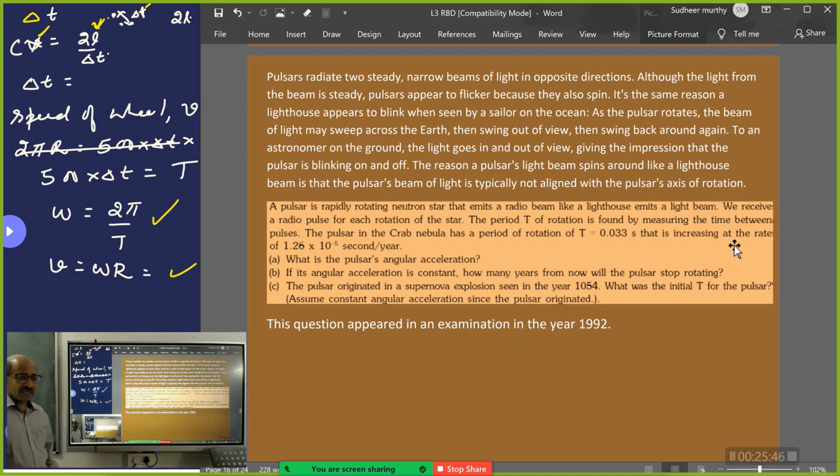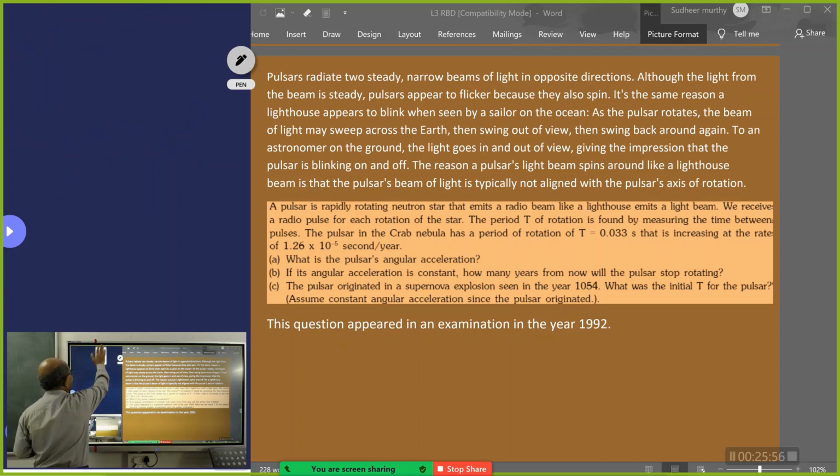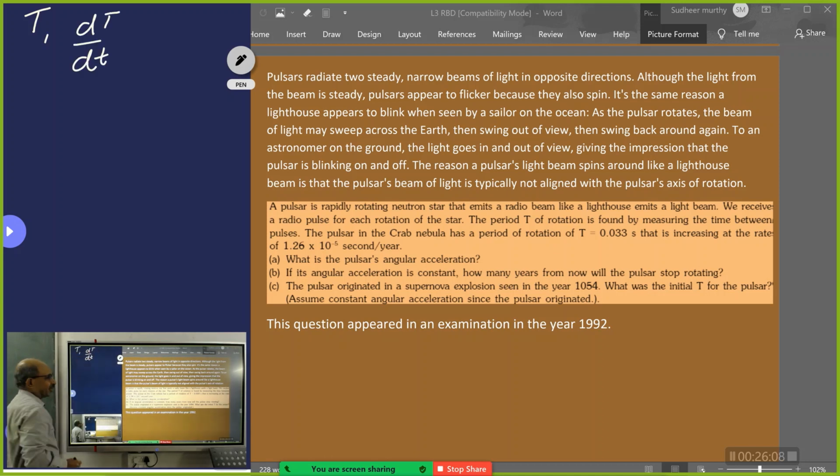What is the math model for the time period increasing at a rate? If the time period is T, how will you give the math model for the rate of increase of the time period? dT by dt. Understood?